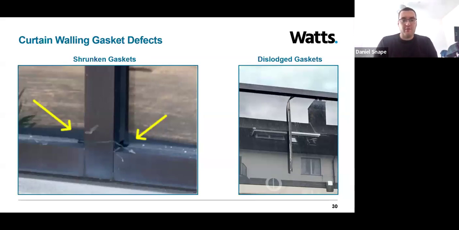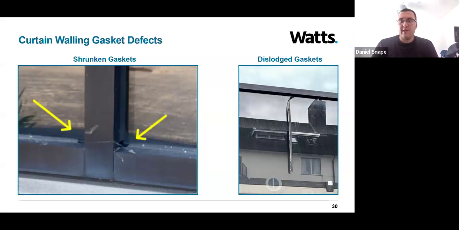A lot of people say this is kind of part and parcel of curtain walling, as gaskets do typically shrink over age, but there are a number of other factors that can contribute towards the shrinkage of gaskets, which can then result in water infiltration. The first one being UV radiation. So constant exposure to sunlight can cause gaskets to shrink, especially at the corners, as seen in this image here.